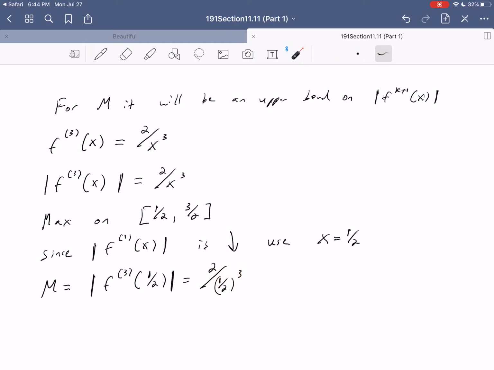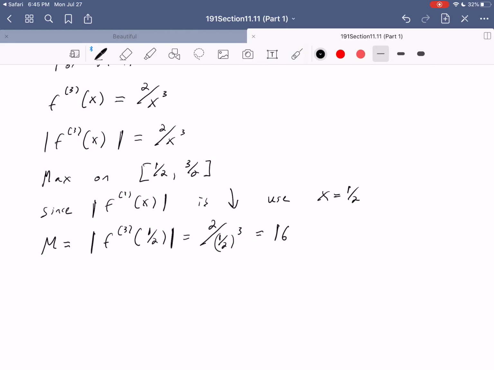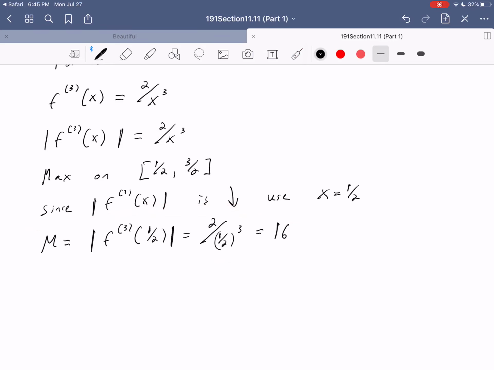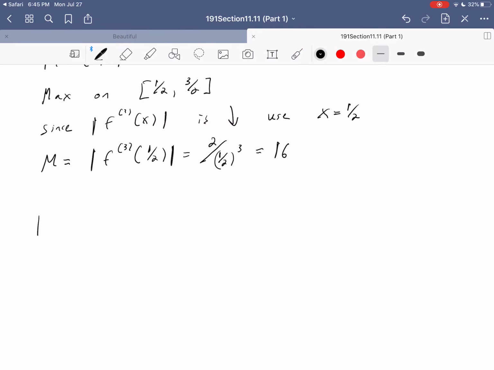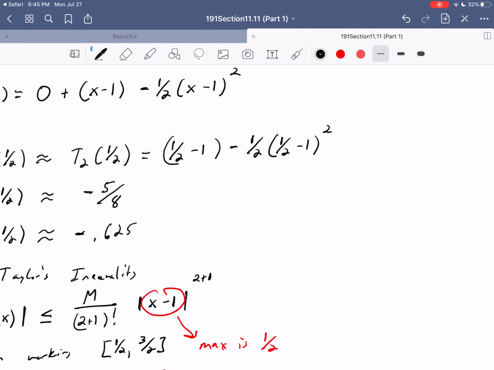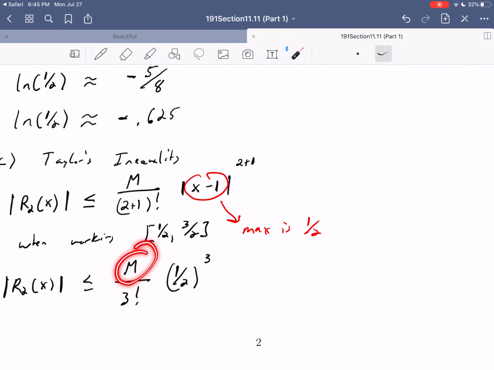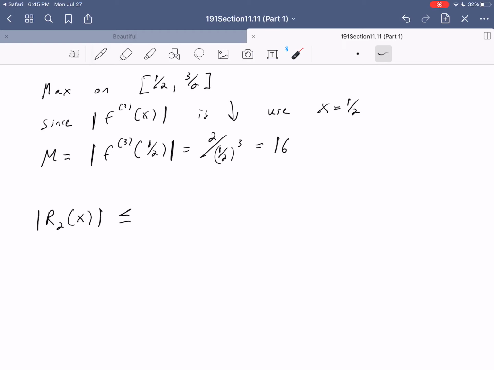1/2 cubed, of course, is 1/8, times that 2, so that's going to be 16. So our M should be 16. If we then go back to our Taylor inequality, we have R2 of x, the remainder, is less than or equal to, well, we have 16 for this now. So we can say 16 over 3 factorial times 1/2 cubed.